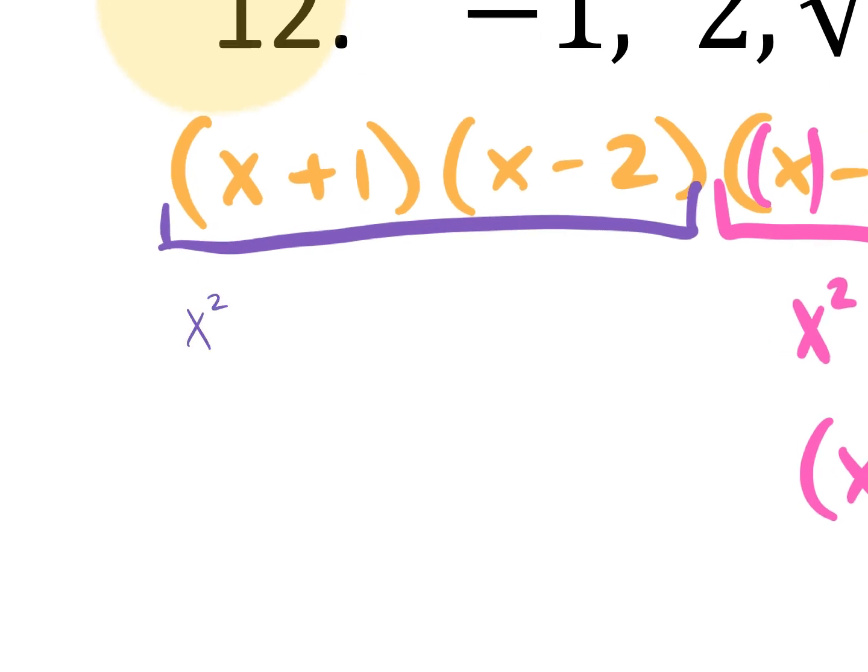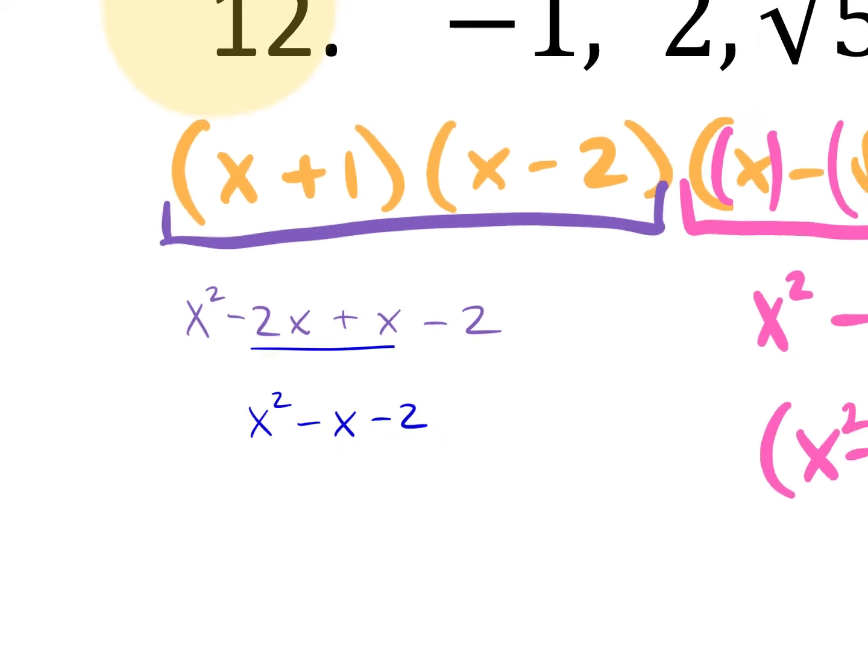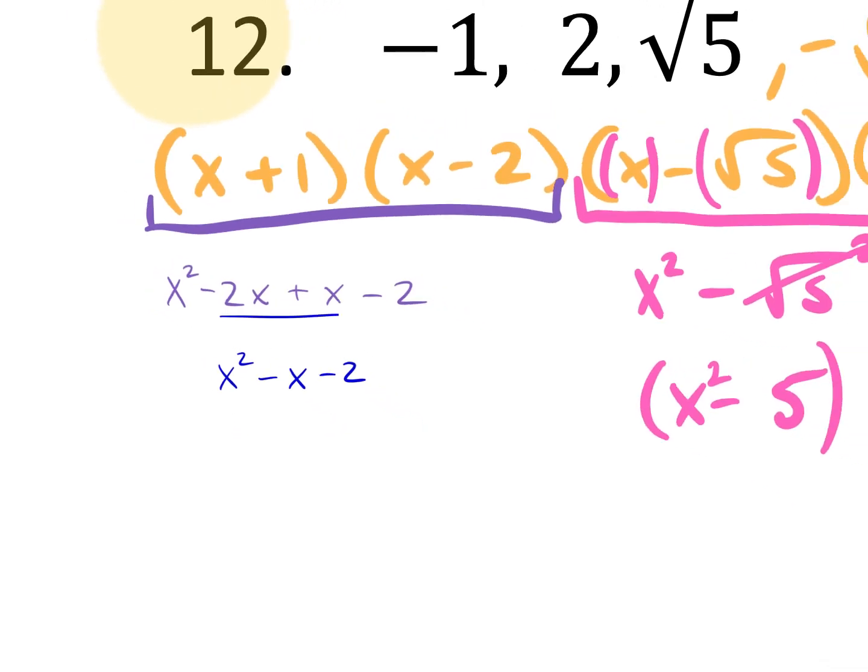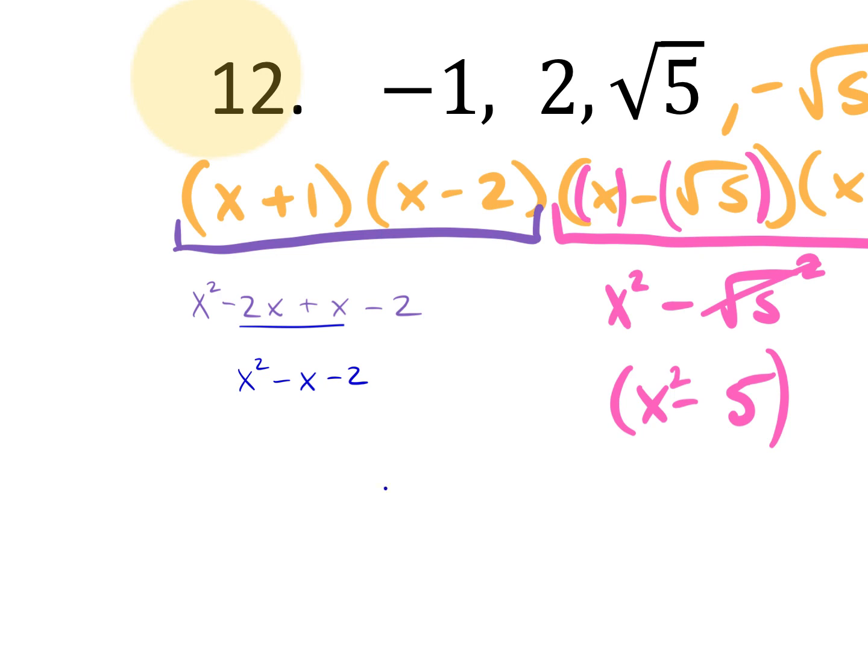So I have x squared minus 2x plus x minus 2. I can combine my like terms. So x squared minus x minus 2. And then that has to get multiplied to x squared minus 5. So I'm just going to rewrite it here next to each other. So x squared minus x minus 2 times x squared minus 5.